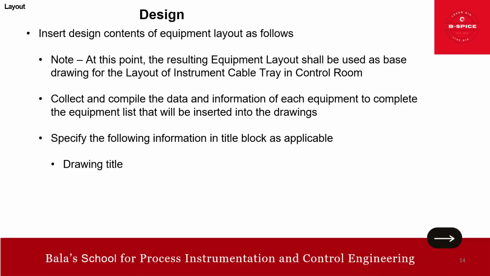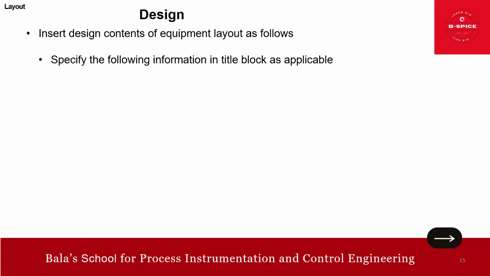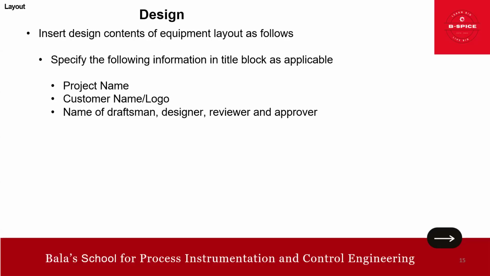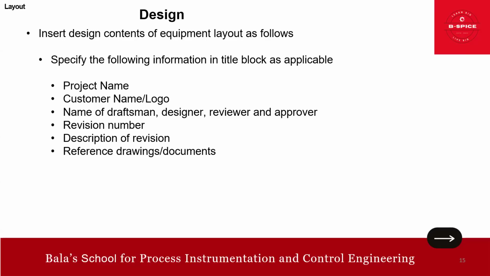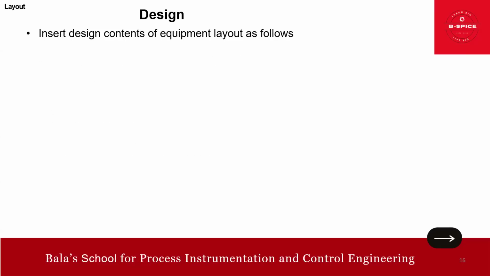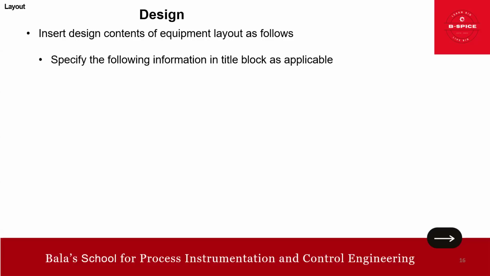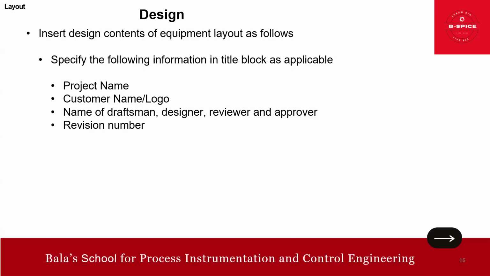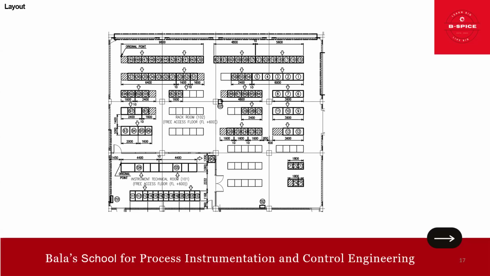Title block, of course, you know this. Drawing title, drawing number, file name, scale, job number, project title, project name, logo, the name of the designer, revision number, description of revision, reference drawing, all this should be part of this drawing. Okay, that's it. Few more items, but it's getting repeated. So this is the typical layout example, and I will take you through it.